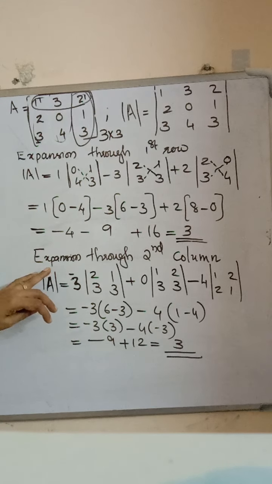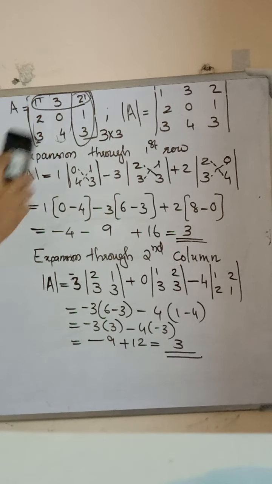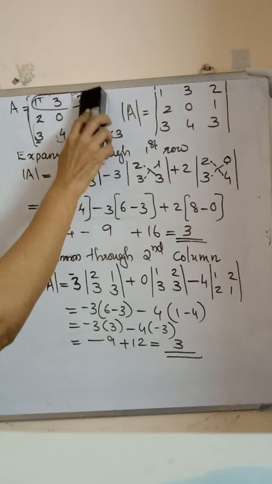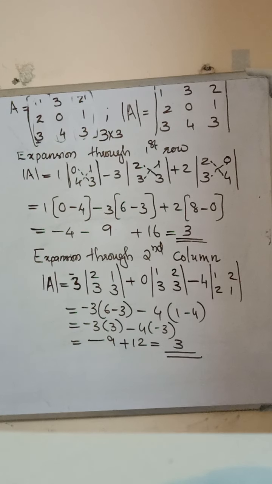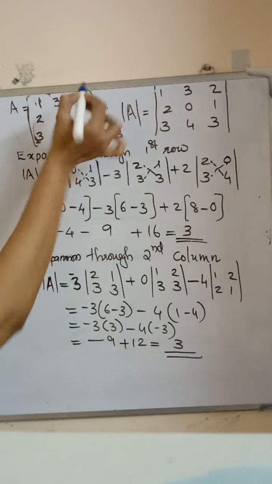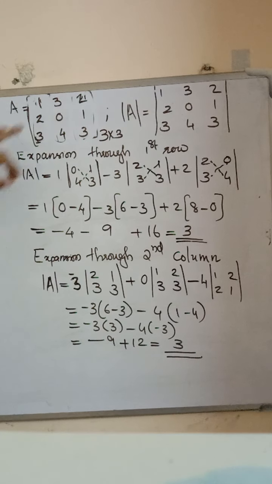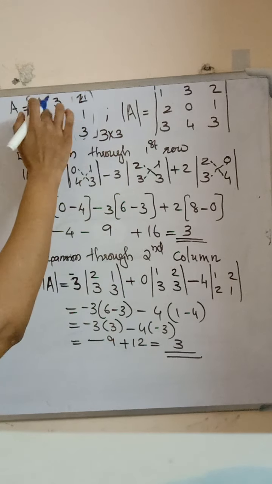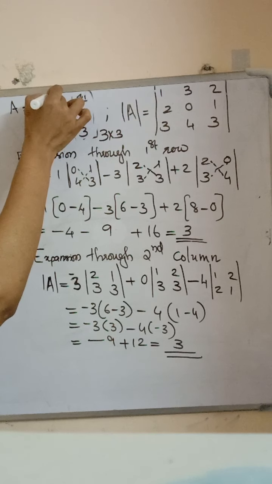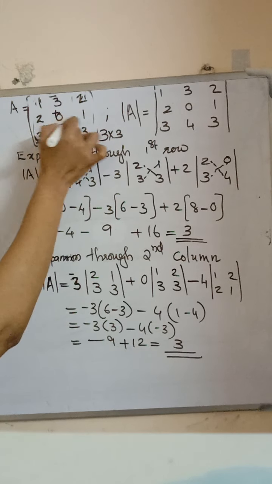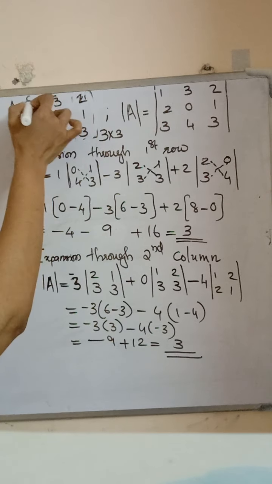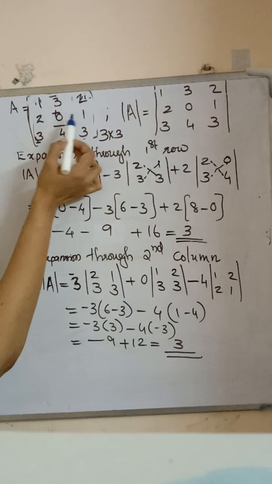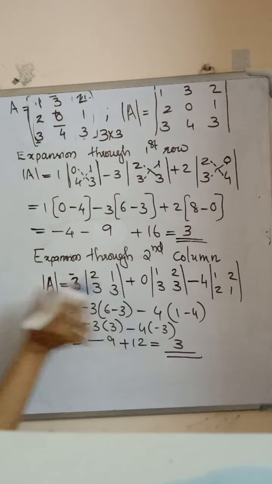Now we consider expansion through the second column also. We know that these two answers are equal, but now we check it. Expand through the second column, not row, second column. In the second column, the elements have the signs minus, plus, minus. So minus 3 into, we delete the column and row in which 3 belongs. We get determinant 2 1 3 3.